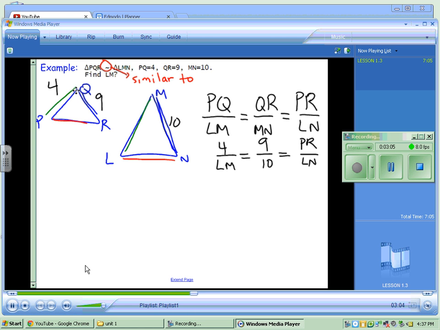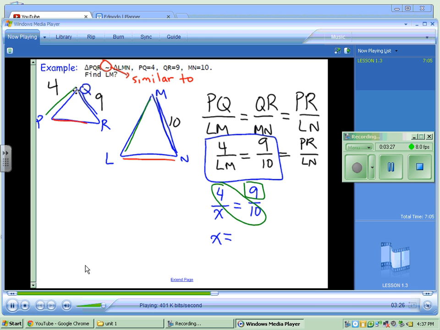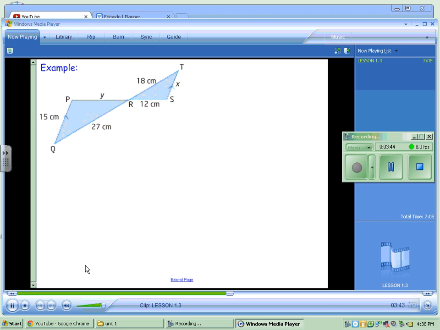And when you're ready to solve, remember when you're solving a proportion, you have 2 fractions that are the same. They're equal to each other. So what you need to do is look for a pair of fractions that has 3 given values and 1 unknown. And we're going to label the unknown X. Okay, now you can just cross multiply and divide like you normally would. So we have 4 times 10 divided by 9. That approximately equals 4.4 units. That's rounded to 1 decimal place.